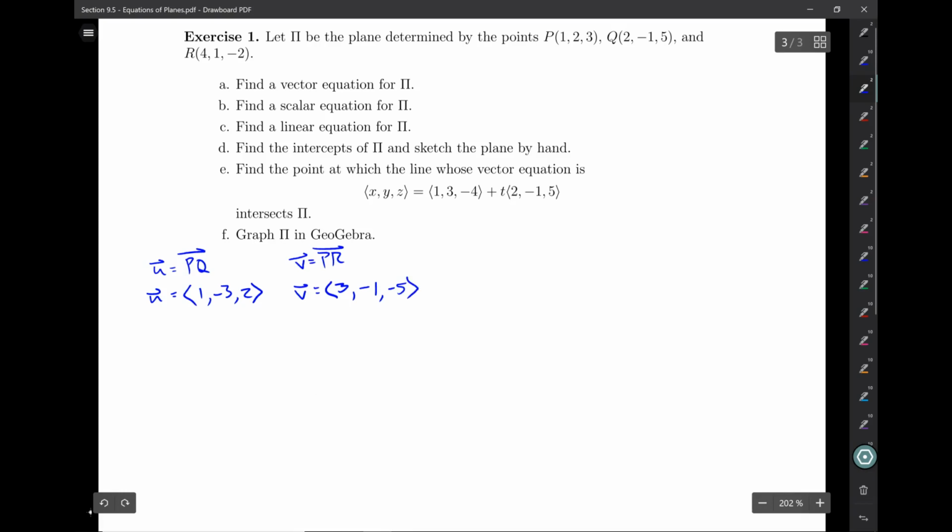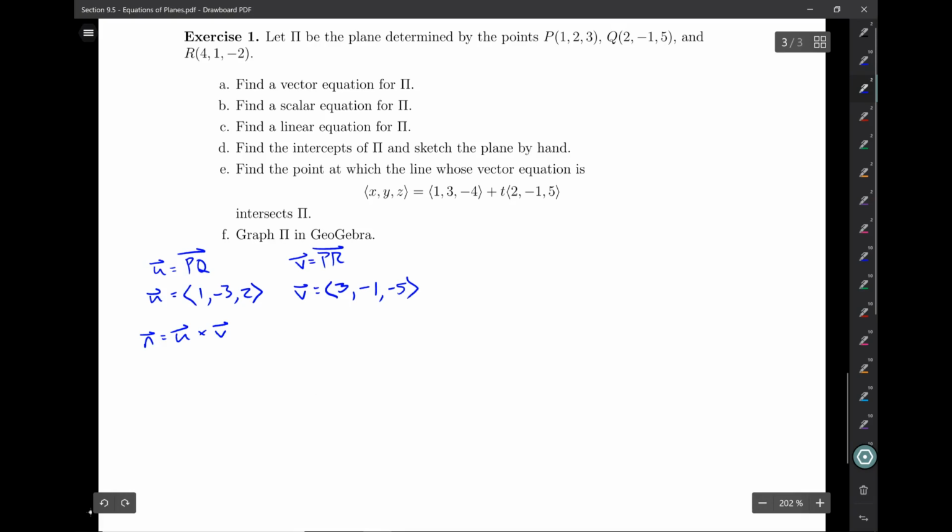So now we need to take these 2 vectors, PQ and PR, U and V, both of these are actually in the plane, so we need to cross them to get a vector that's normal to the plane. So N is going to be the vector U crossed with V.